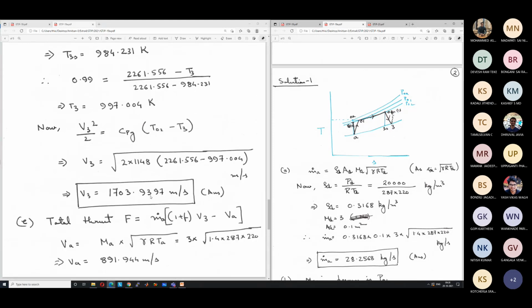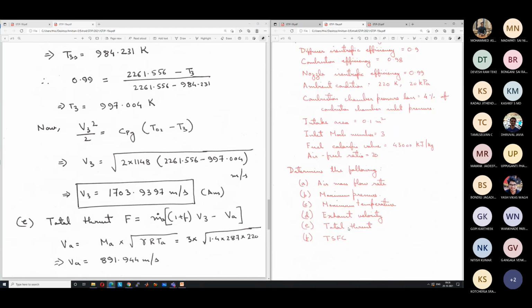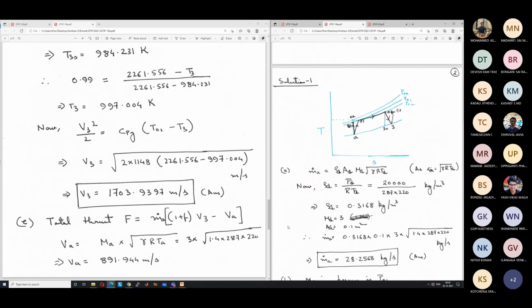So for calculating the thrust, the fifth question is how to calculate the thrust, or what is the thrust. Thrust is equal to the mass flow rate of air times the momentum at the exit minus the momentum at the inlet. So m dot a (1 + f) V3 is the momentum at the exit, and the momentum at the inlet is m dot a into VA. So thrust is m dot a (1 + f) V3 minus m dot a VA.